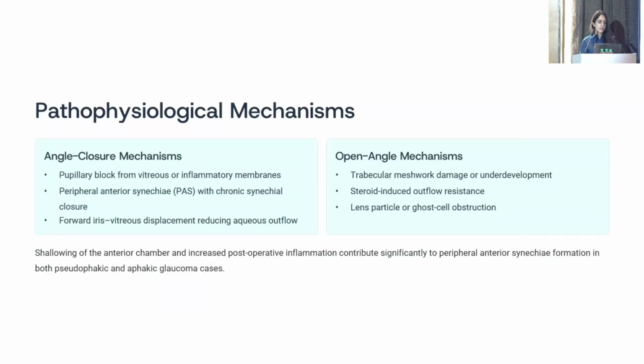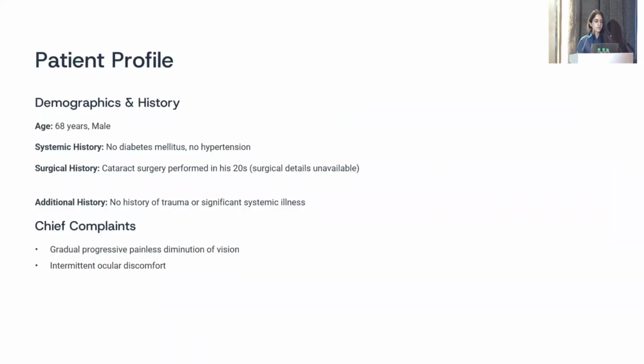In angle closure, the reasons can be pupillary block from vitreous or inflammatory membranes, peripheral anterior synechiae with chronic synechial closure, forward iris vitreous displacement reducing aqueous outflow. Open angle causes include trabecular meshwork damage or underdevelopment, steroid-induced outflow resistance, and lens particle or ghost cell obstruction.